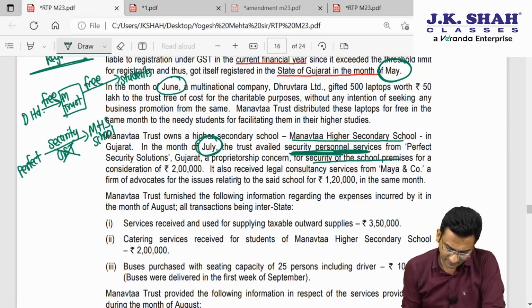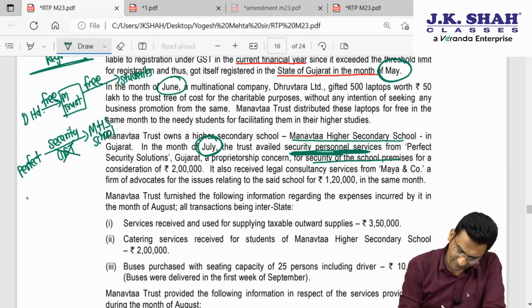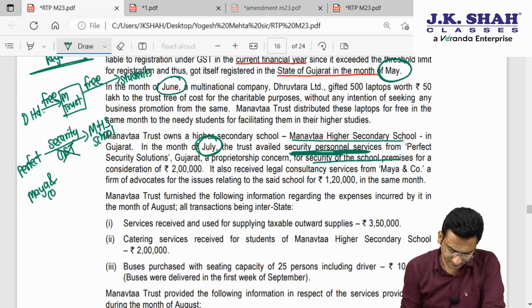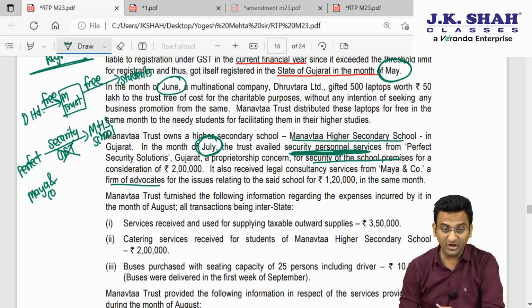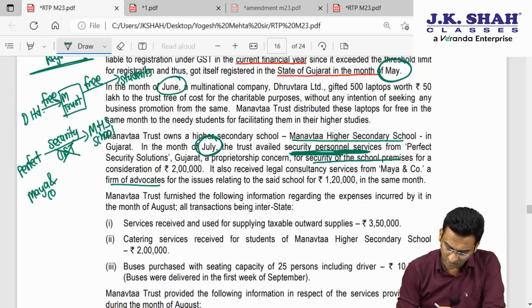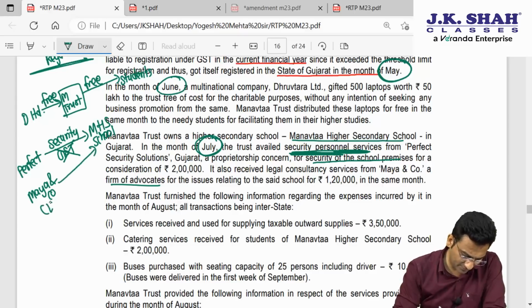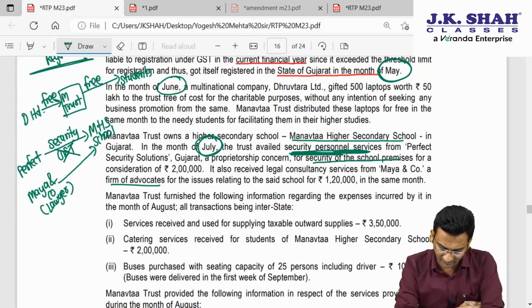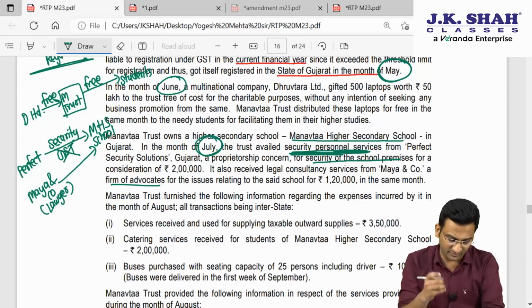So it is exempted. Then it also received legal services, legal consultancy services, from Maya and Company, a firm of lawyers, for issues relating to the said school for rupees 1,20,000 in the same month. Now lawyers are providing services to the higher secondary school or the Manavta Trust. Correct, friends? So lawyers are providing services to the Manavta Higher Secondary School. Now the question arises whether it is taxable or not.